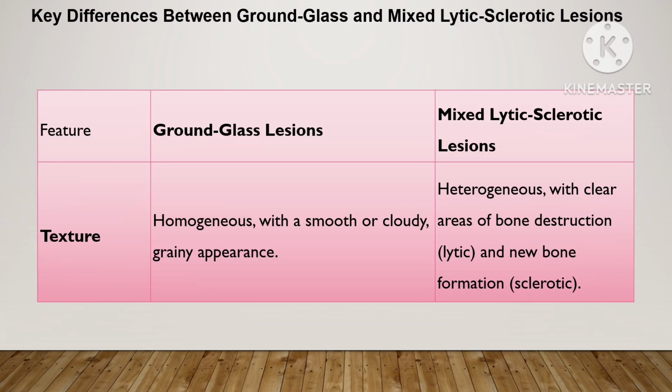If we differentiate both these lesions on the basis of texture, then ground glass lesions are homogeneous with a smooth or cloudy grainy appearance, while mixed lytic and sclerotic lesions are heterogeneous with clear areas of bone destruction and new bone formation.